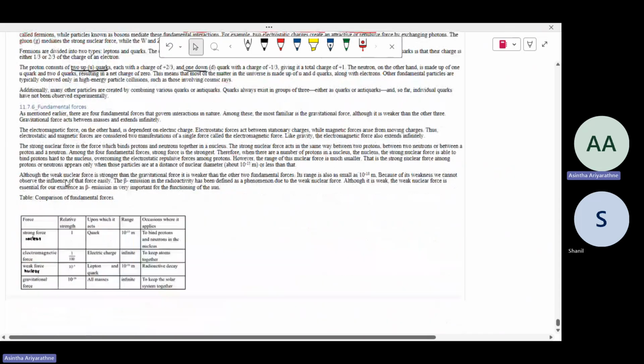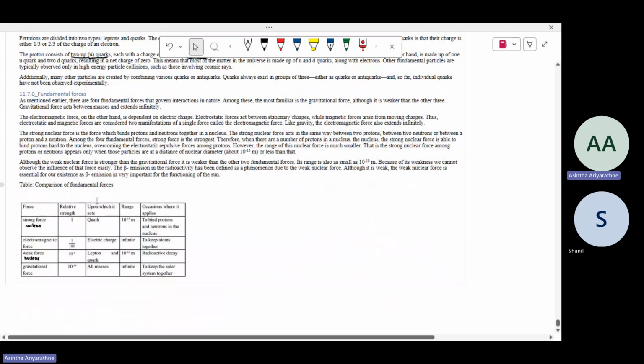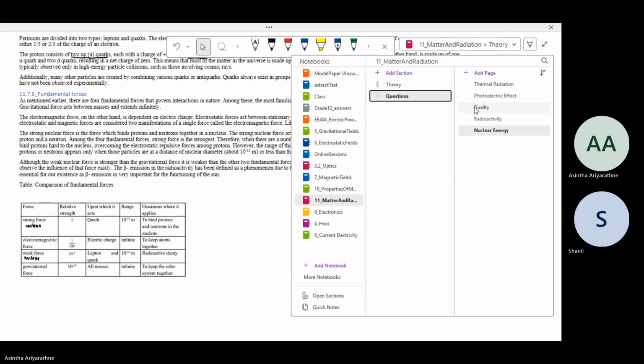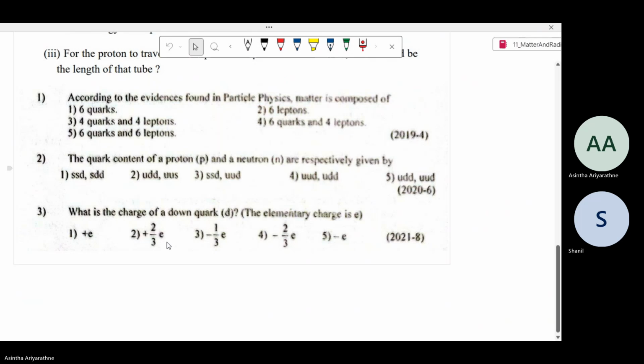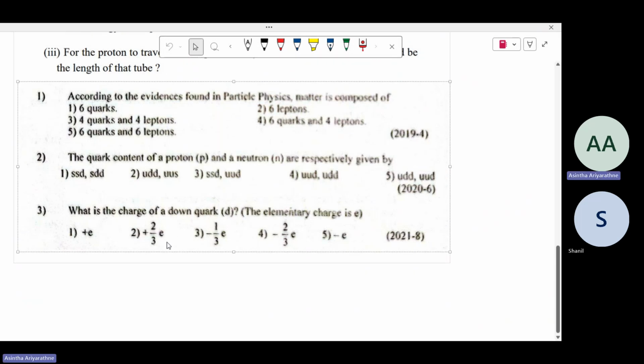And finally about fundamental processes: strong nuclear force, electromagnetic force, weak nuclear force, and gravitation. So about questions, shall we try these three questions?